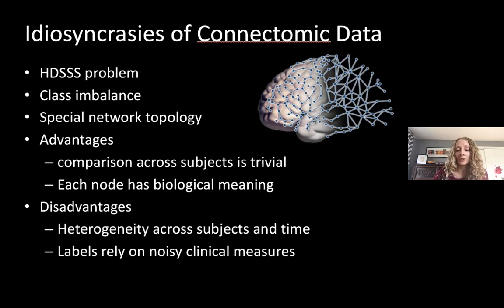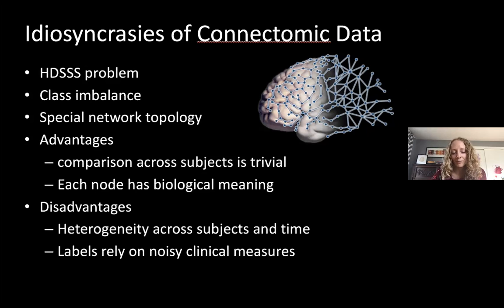Of course, there's special network topology in the connectivity networks that isn't reflected in some machine learning strategies like CNNs and things like that. Some advantages of using connectomic data is that comparisons across subjects is trivial. I say that, but it's a little more nuanced, but I'll just say that because it's the easiest thing to say. But basically, my dorsolateral prefrontal cortex is similar enough to Bobby's DLPFC that we can call it even. And each node actually has a biological meaning. So that's also helpful in interpretation.